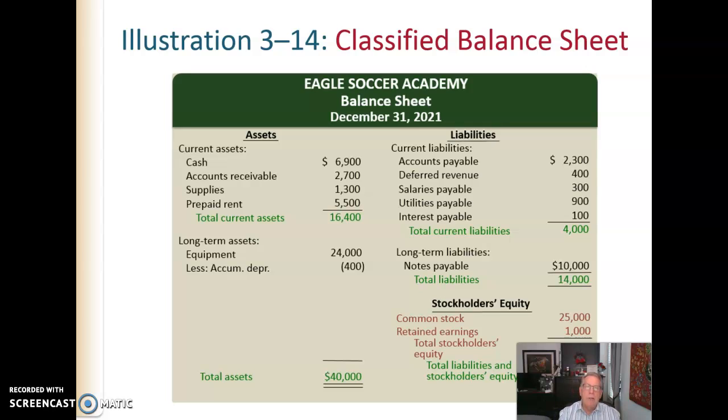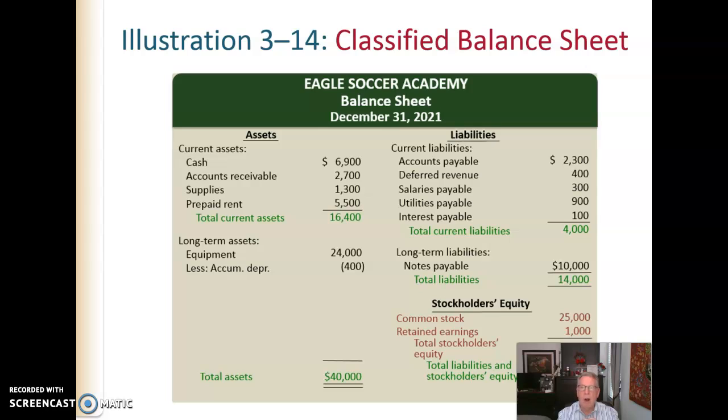Now, a classified balance sheet. All a classified balance sheet means is that it's been divided into pieces with some artificial totals. Those artificial totals, like total current assets or total assets or total current liabilities, those we never debit and credit. Those are just artificial totals to make reading the balance sheet easier.